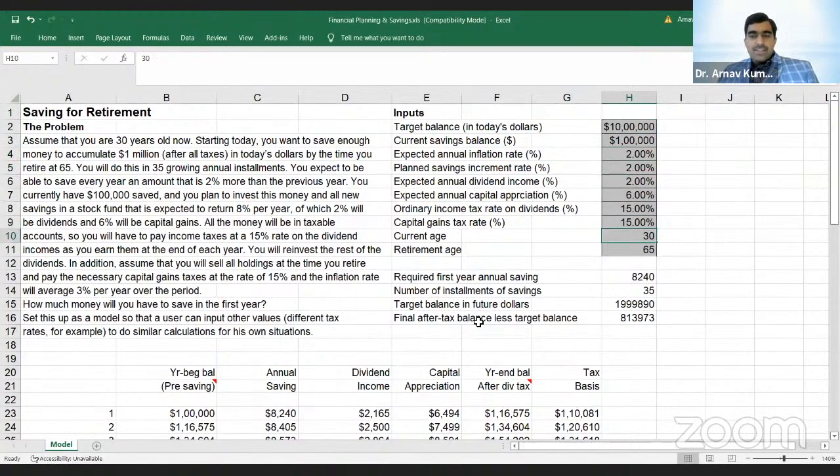For example, somebody is coming to you not at the age of 30, but at the age of 25, then your calculations will automatically get updated. Somebody is coming to you at the age of 35. Somebody's retirement age has been, government is looking to increase retirement age as India's population pyramid becomes inverse now.